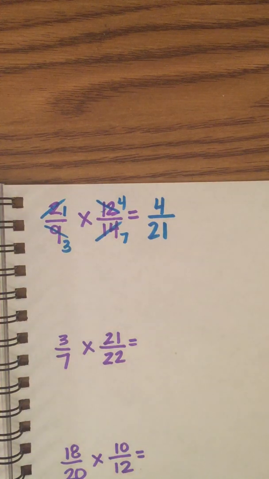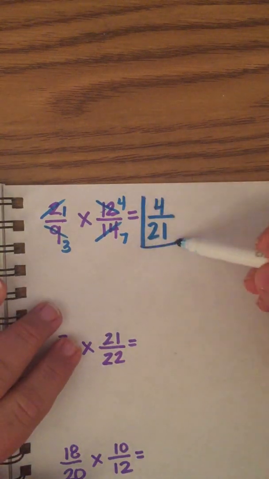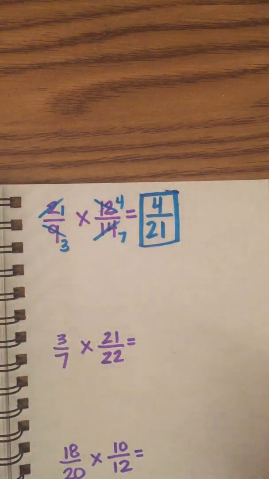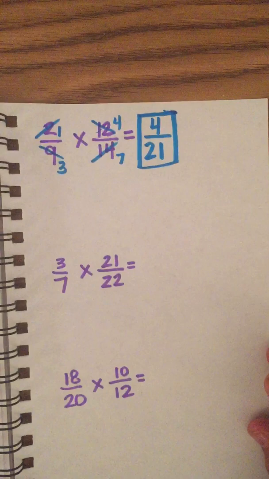Well, 4 has factors of 1 and 4 and 2. And 21 doesn't have any of those factors, so nope. We cannot simplify. 4/21 is the answer. Okay, let's try the next one.